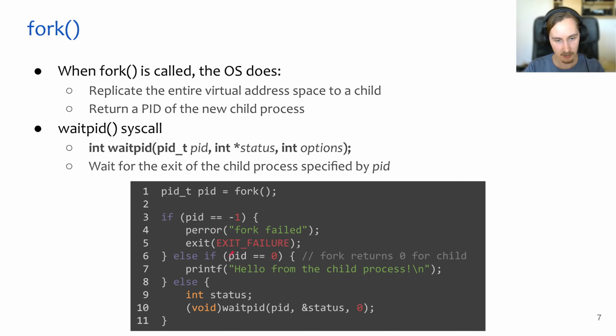So the child gets the return value of 0, and so after the fork call we can check for 0, and then we know that we are in the child. And the parent gets the actual PID of the child in return, so that the branch for the parent process can, for example, use the waitpid system call to wait for completion of the child process.